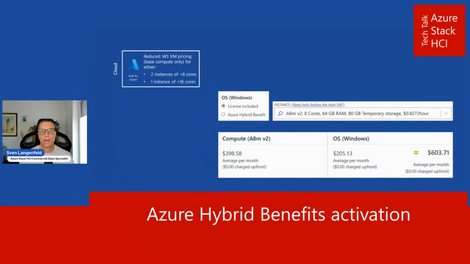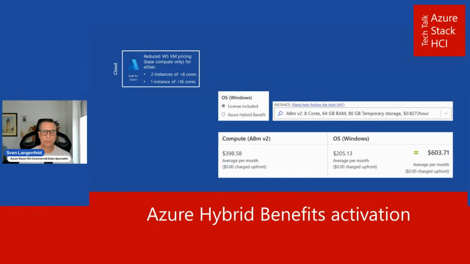So if you go to the price calculator in Azure, for example, and you try to find out the cost of a virtual machine in Azure. Here's an example, an 8-core solution with licensing included. Licensing included means you pay for the compute and the storage and everything, plus for the Windows Server license in this guest operating system. If you click the Azure Hybrid Benefit, then the cost for the guest operating system will not apply, so you get it for free.